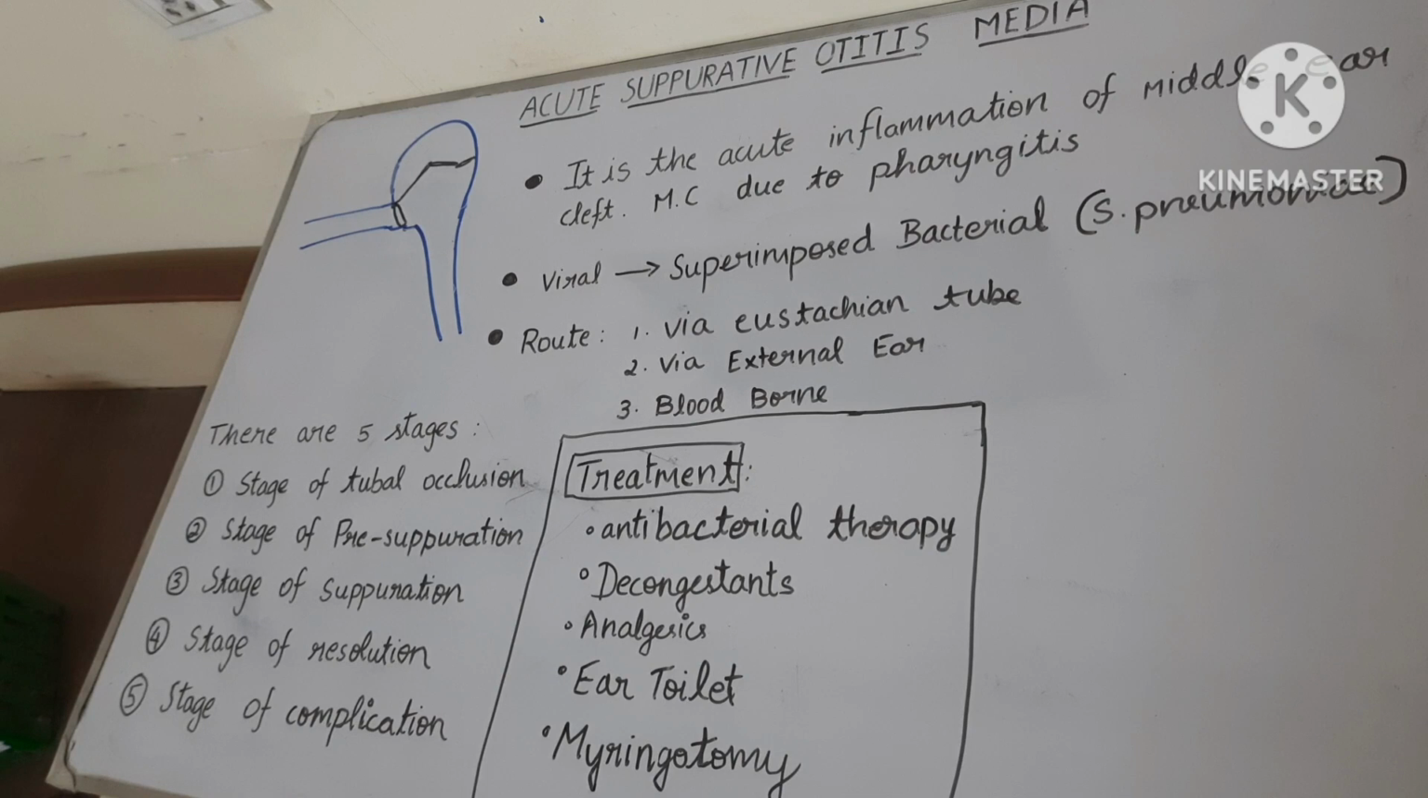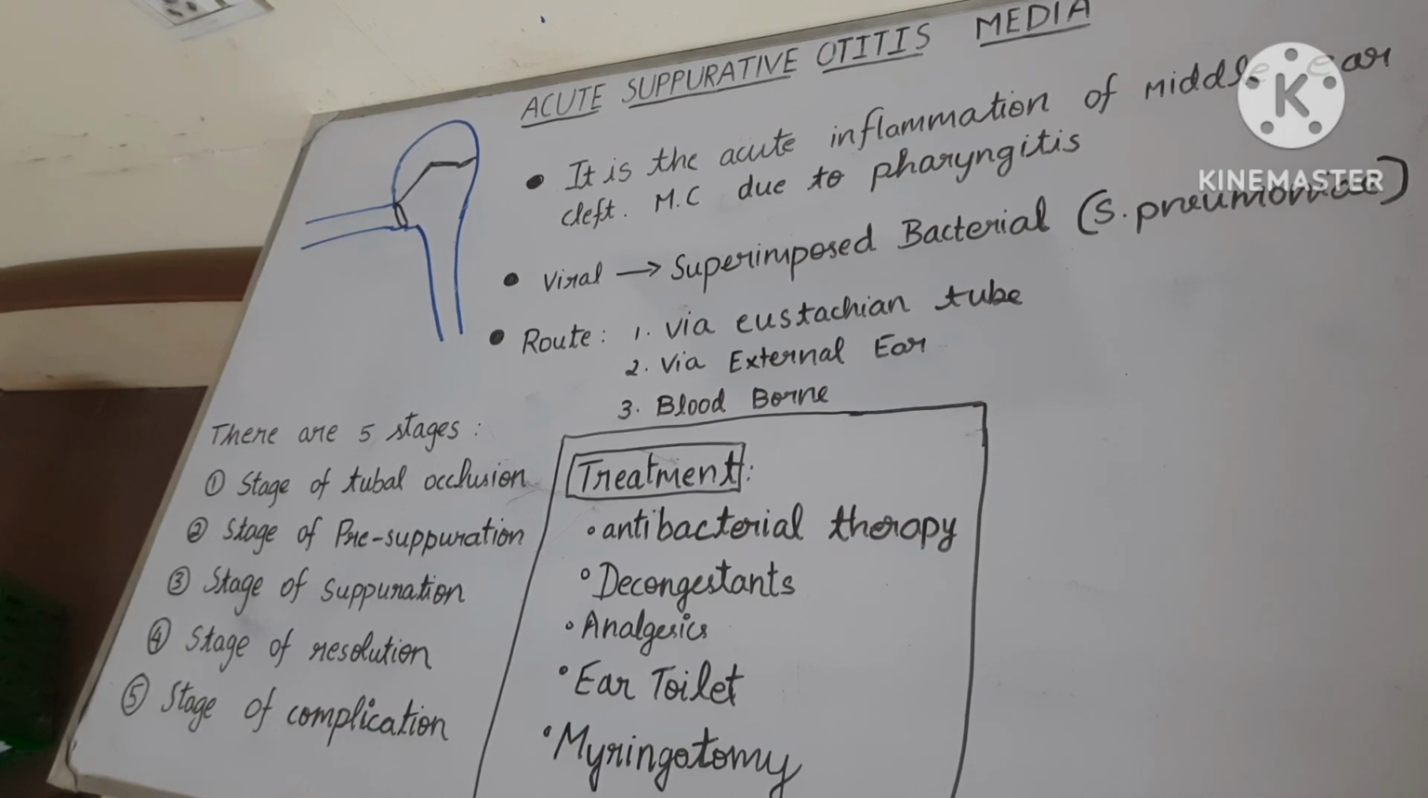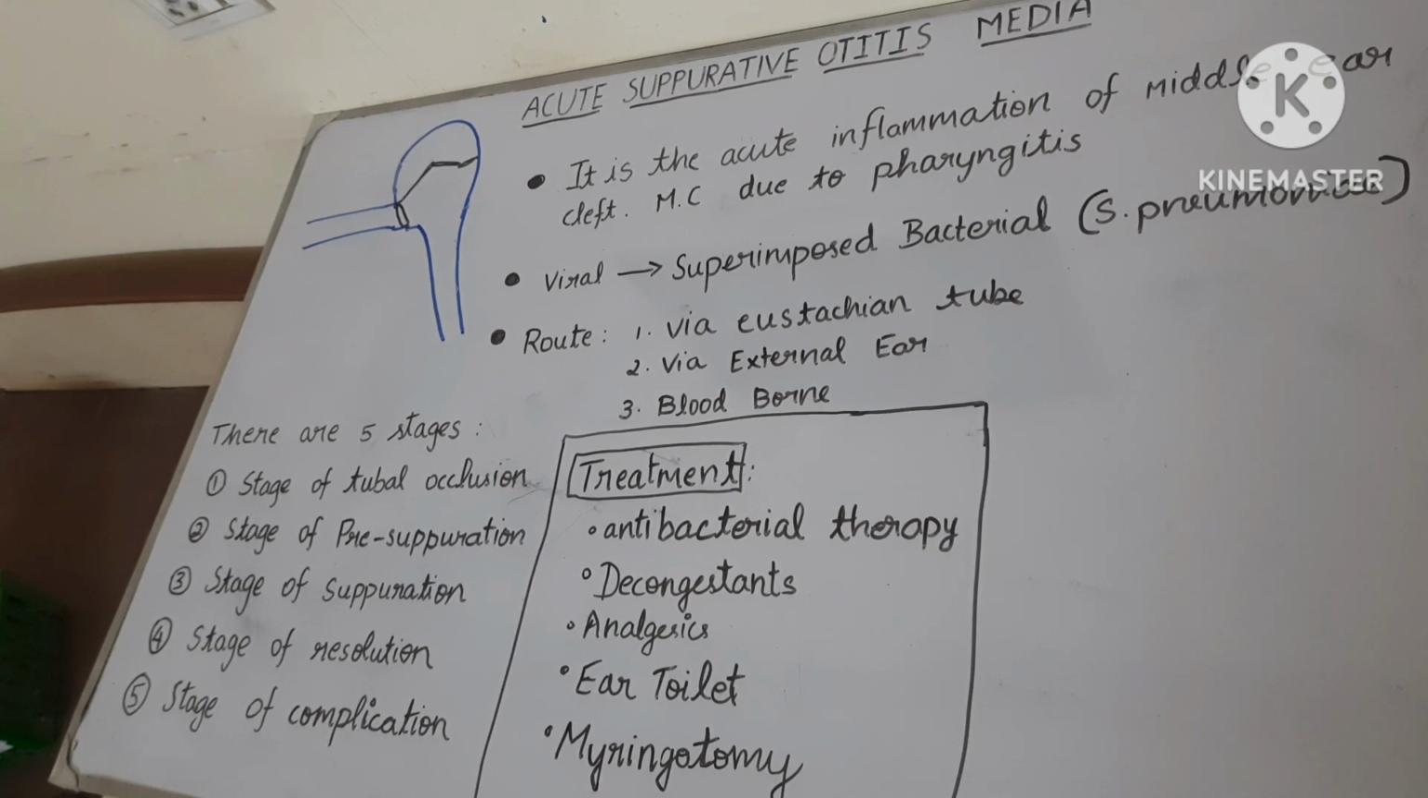So the Eustachian tube is the most common route of spread of the infection, but there are also other routes. It can happen through the external ear. If there is trauma and the eardrum is perforated, then the infection can spread through the external ear into the middle ear directly. Or if there is already an existing infection in the body, then through the blood, the infection can spread to the middle ear through its blood supply. The most common organism is Streptococcus pneumoniae, also called pneumococcus.